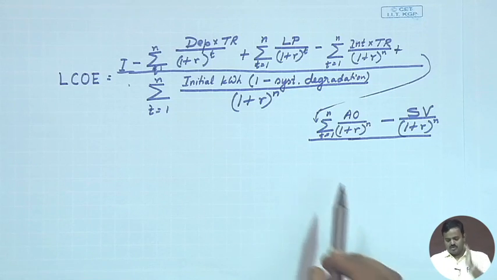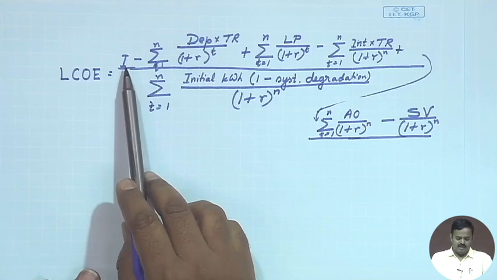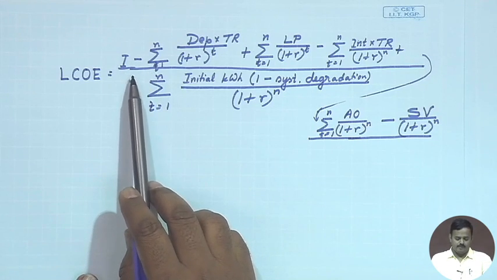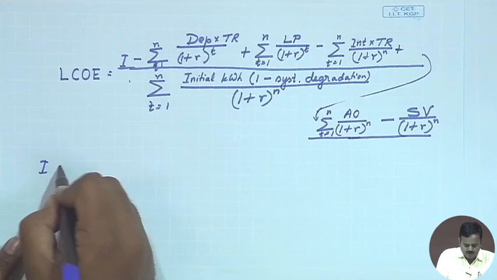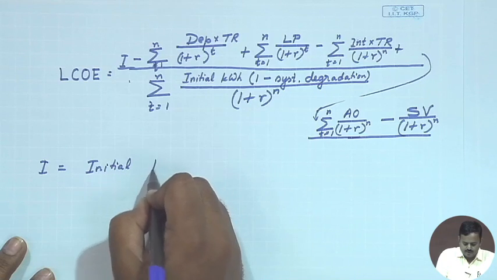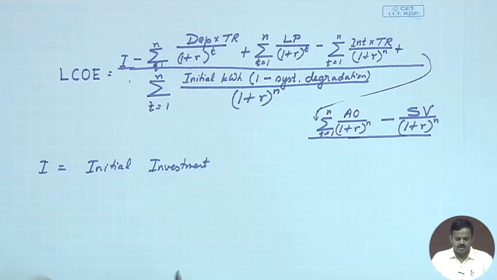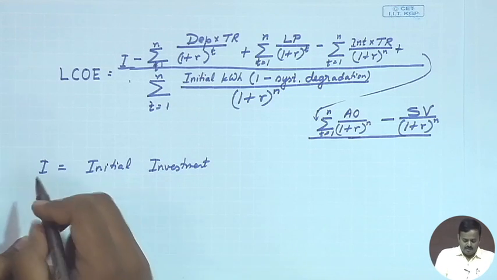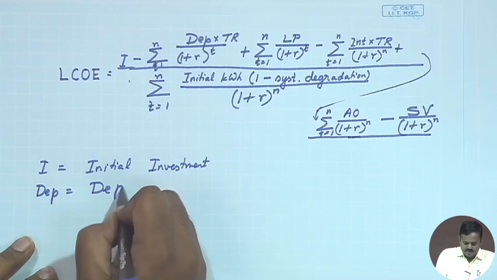Okay. So, I am sorry, this is a little complicated, but let me again spell out each of these terms so that you can follow. The first term is I, and we know that is the initial investment or installation cost. The second one, DEP, is called depreciation.